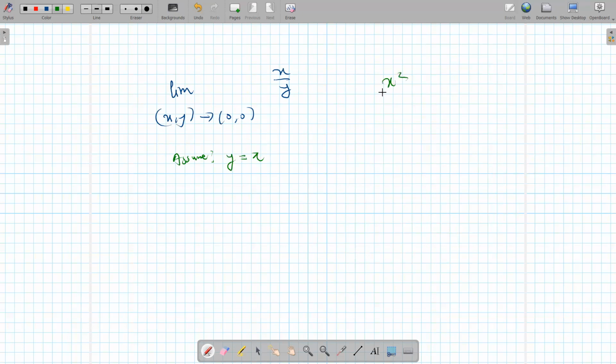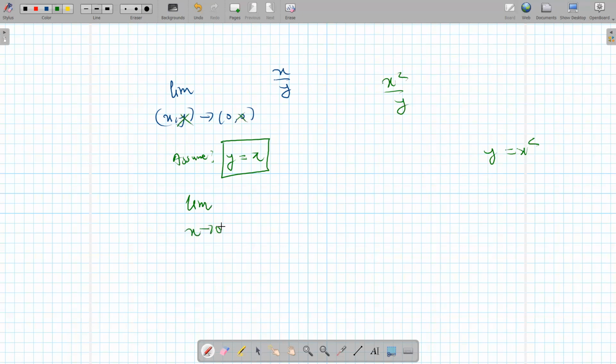Like if we had x squared over y, then I would assume y is x squared. Basically, you need to write one variable in terms of the other, okay? So this means y is fixed. So we're not worried about y. Now the y just disappears. We're not worried about y because it's fixed.